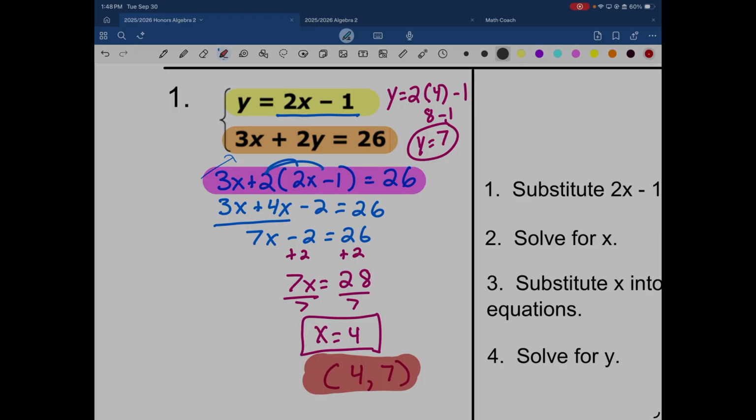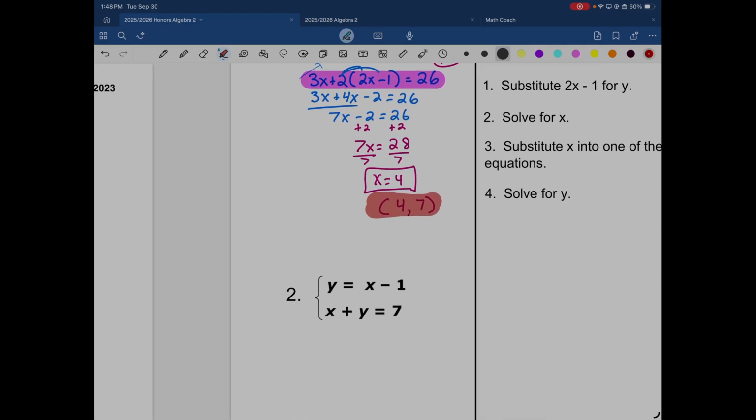So the steps again: make sure one of your equations is solved for y or x, doesn't matter. Once you've done that, substitute that value into the other equation. You can't substitute it into the equation you solved for. It doesn't work that way. It has to be into the other equation. In this case, we solved for x, and then substituted in for x, and solved for y. Okay? Let's look at a second example.